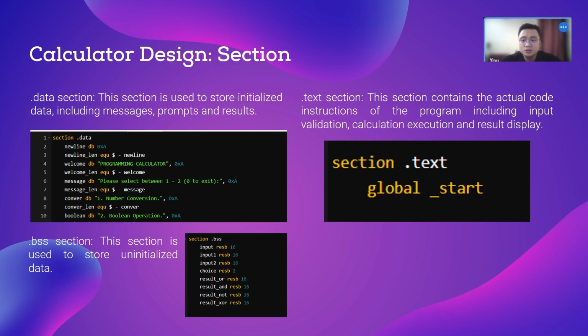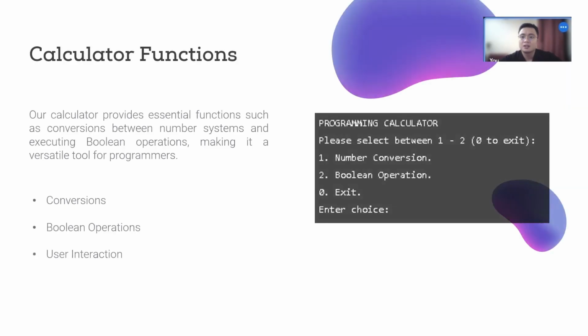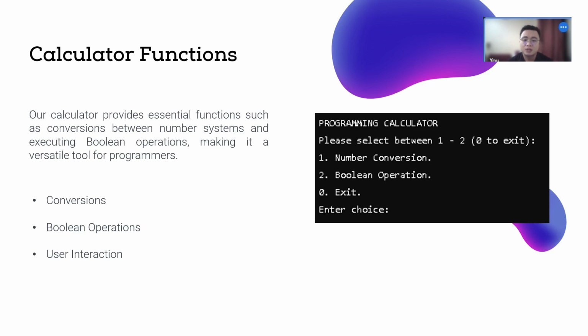This section is used to store uninitialized data. It can simplify programming tasks and optimize memory usage. As for the next slide, I would talk about the calculator functions. As for the functions of the calculator in assembly language, it provides essential functions such as conversion between number systems and executing Boolean operations, making it a versatile tool for programmers.